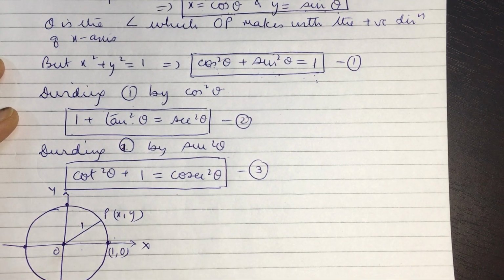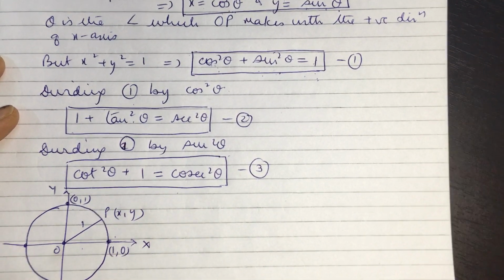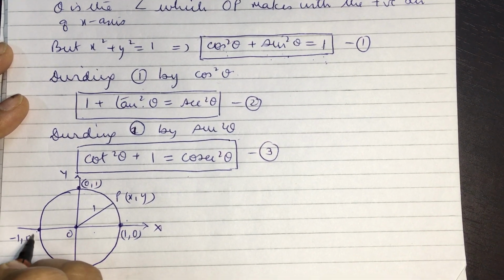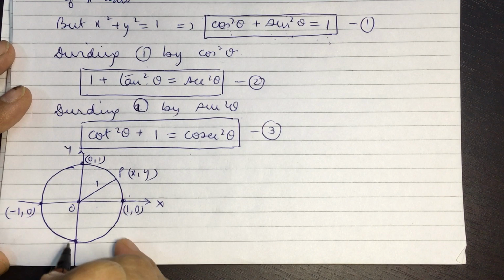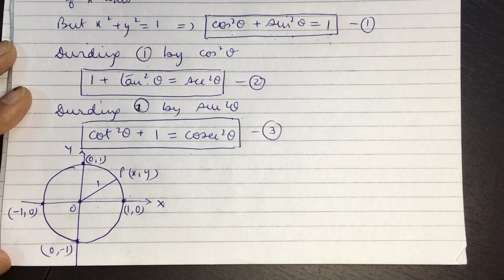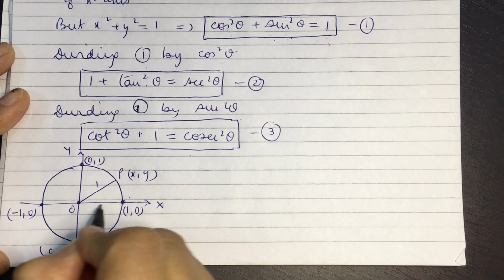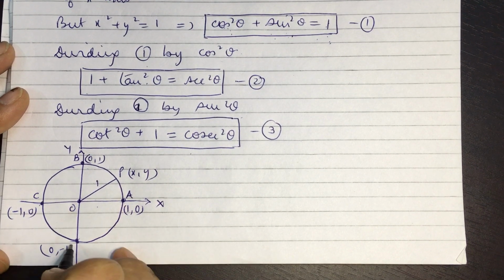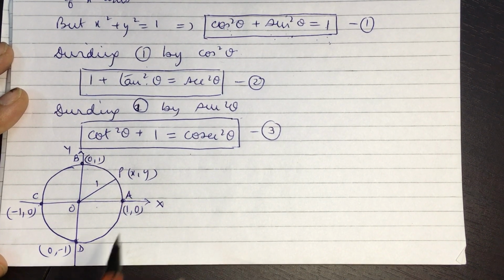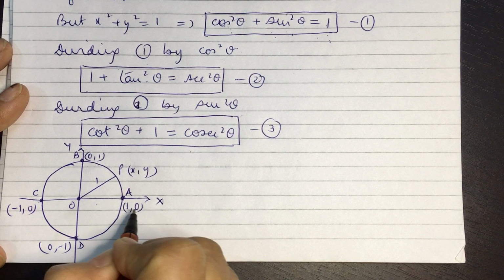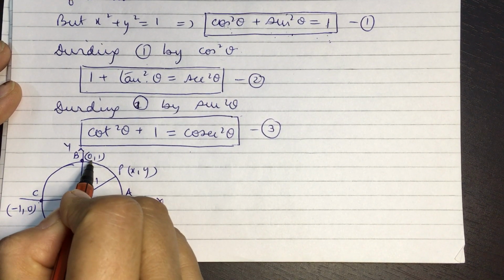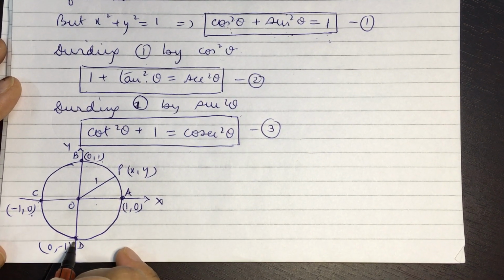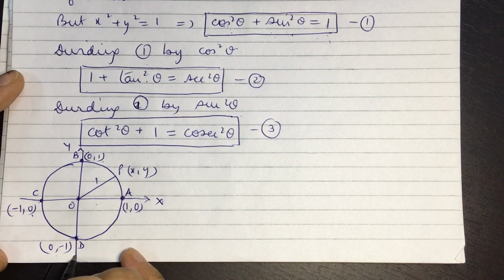The coordinates of this point are 0, 1. The coordinates of this point are -1, 0. The coordinates of this point are 0, -1. Let's call this point A, this point B, this point C, and this point D. So, we have seen the coordinates of point A are 1, 0, coordinates of point B are 0, 1, coordinates of point C are -1, 0, and coordinates of point D are 0, -1.